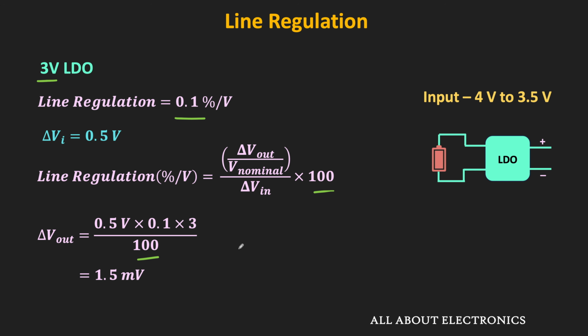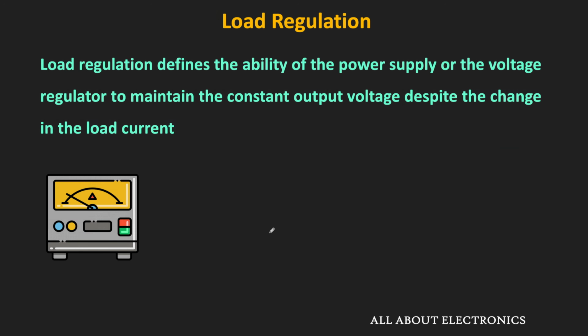So while selecting the voltage regulators or any power supply, we should select such a power supply which has the lower line regulation, so that even if there is any variation in the input voltage or the line voltage, the change in the output voltage will remain minimal. So similarly, let us see the load regulation.